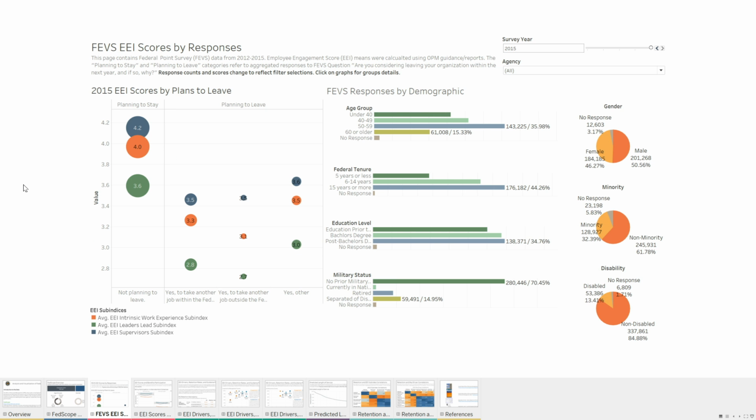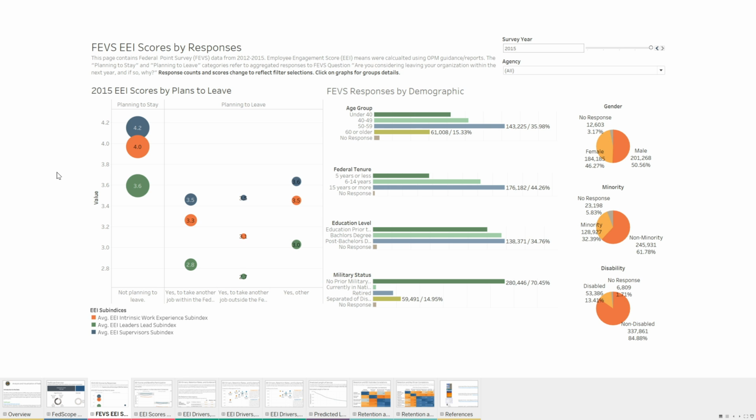So let's move over to the FedView survey. This is the overview of the Federal Employee Engagement Survey, those FedView survey responses. And we start with a breakdown of employees. Here in particular, we're looking at those employees that are planning to stay versus planning to leave. If you're familiar with this data, you might be particularly familiar with this question. I'll let you know now that previous studies have found little to no correlation between people saying that they're going to leave and people who actually end up leaving.